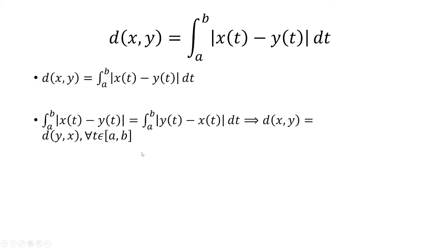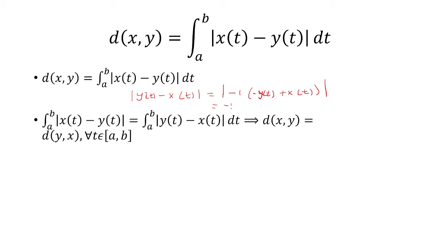The next step is to show it's symmetric. So if I take the integral from a to b, absolute value of x(t) minus y(t), that's the same thing as the integral from a to b, absolute value of y(t) minus x(t). Because the absolute value of y(t) minus x(t), I can factor out a negative 1 and have negative y(t) plus x(t).